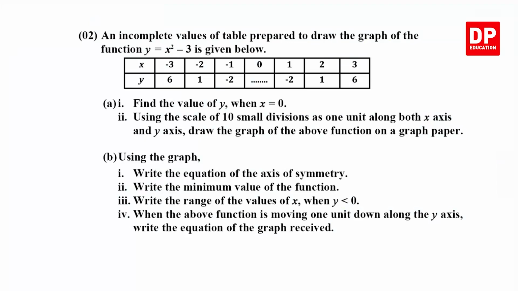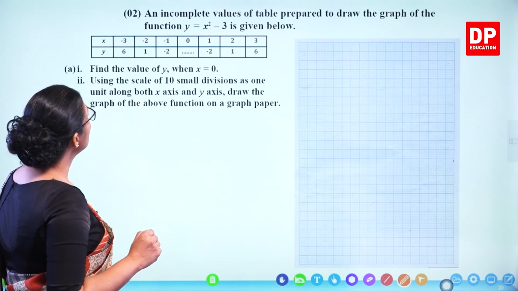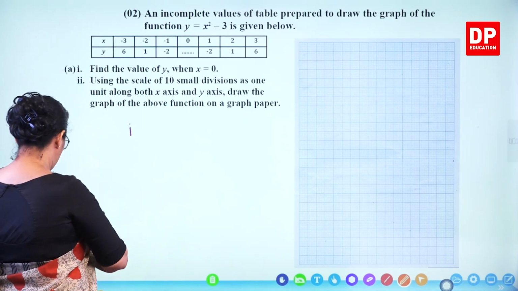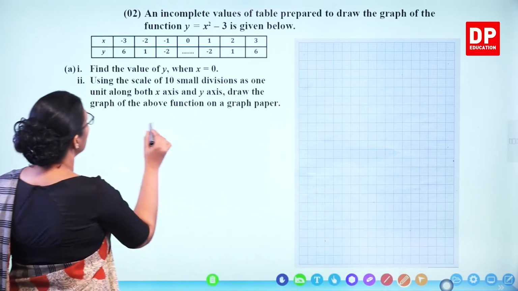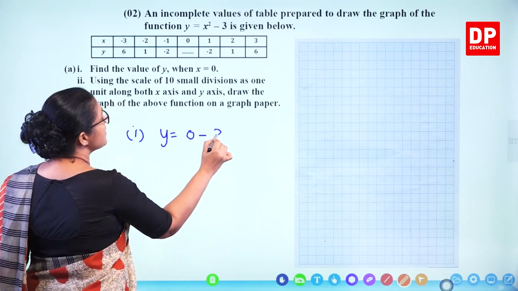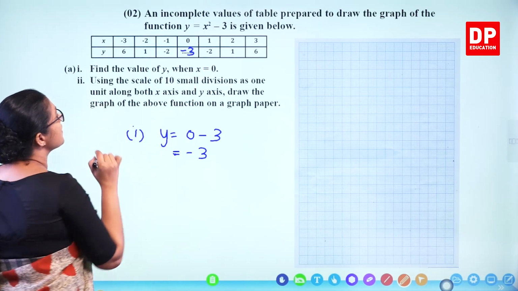Now we'll look at question number 2. Complete the values of the table, prepare to draw the graph of the function y equals x squared minus 3, a quadratic graph. So you get 2 parts. We'll do step by step. First you need to find the value when x equals 0. So what we do? We substitute the values. So how do you find the value when x equals 0? 0 minus 3, that's minus 3. So this value is minus 3.